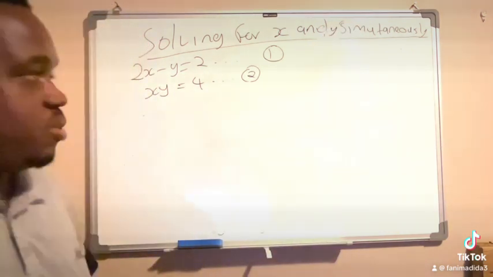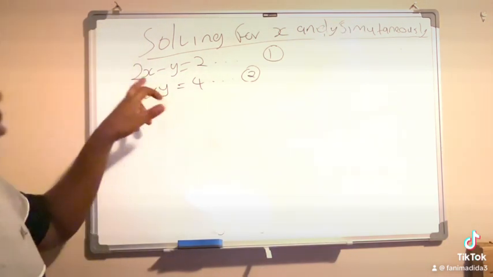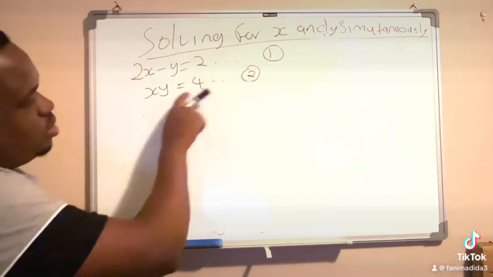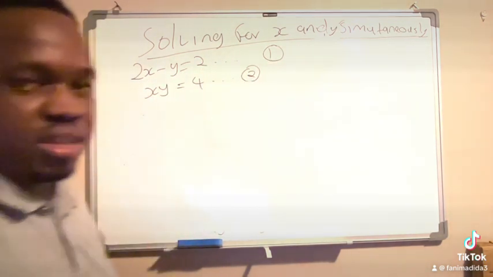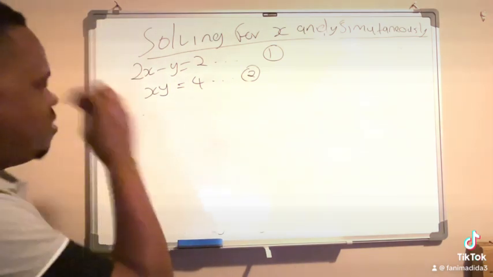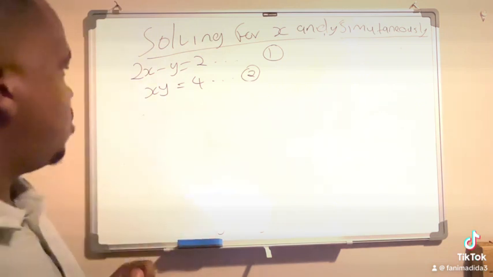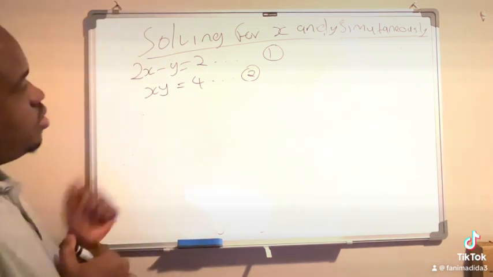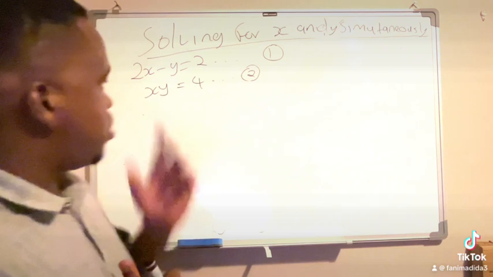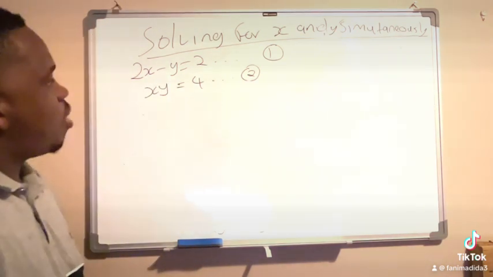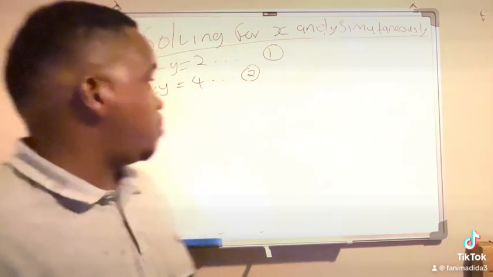Let us go through this equation over here. You have 2x minus y is equals to 2, that is equation 1. Then xy is equals to 4. What you have to do over here is solve for x and y simultaneously. Basically, we have two unknown variables over here, your x and your y. So what you have to do from here is make either y or x the subject of the formula from what you're given.